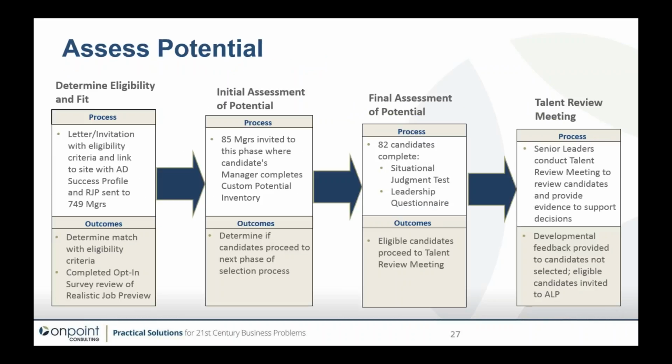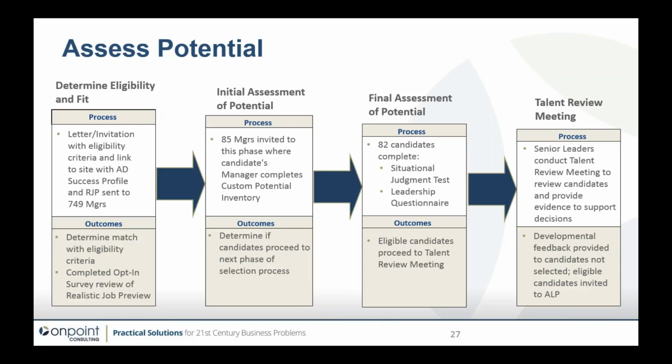So let's talk a little bit about the process that we used at AmeriGas and that we actually use with other clients as well. We start on the left with determining eligibility and fit. And here what we're doing is inviting people to opt in or opt out. We send people an invitation, let them know that they have an opportunity to be part of a particular program, and ask whether they are interested.